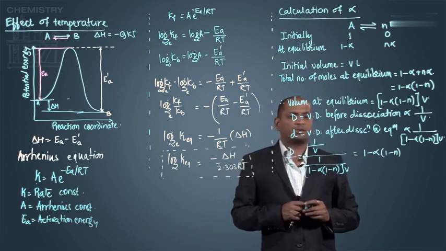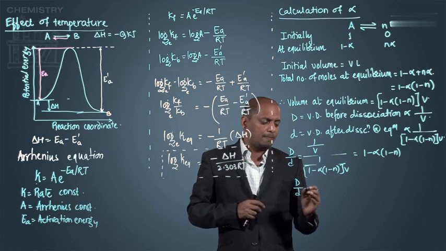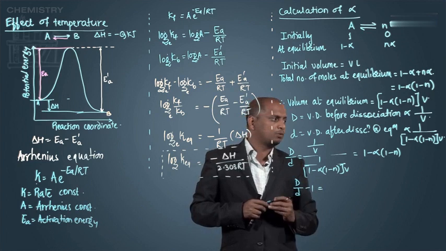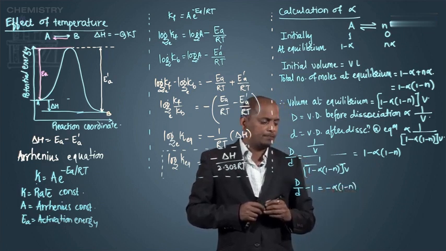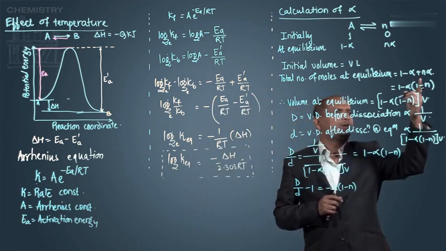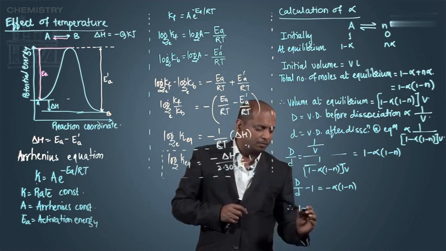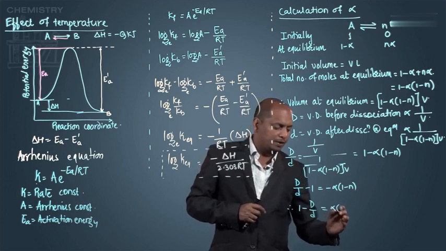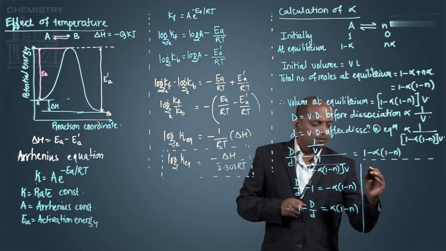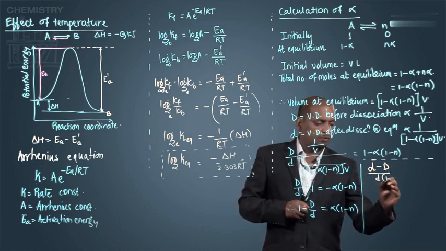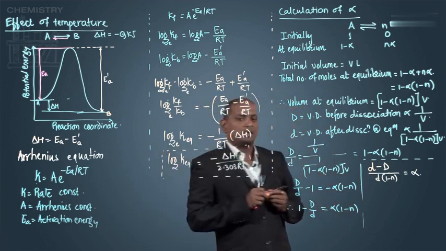If you solve, you will get the expression for this. So I can write it as D by d minus 1 is equal to minus alpha into 1 minus n. Yes, it is correct. Then further we can write this as 1 minus D by d is equal to alpha into 1 minus n. So the expression becomes D minus d upon d into 1 minus n is equal to alpha. This is the expression for the degree of dissociation at equilibrium.